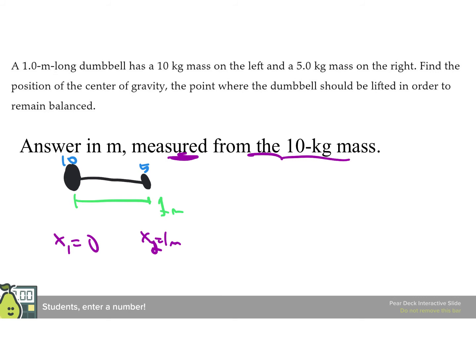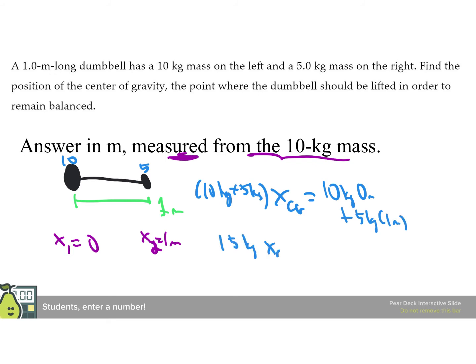And we have that the total mass, 10 kilograms plus 5 kilograms, times the center of mass position, center of gravity position, is 10 kilograms times 0 meters plus 5 kilograms times 1 meter, or 15 kilograms times the center of gravity position is 5 kilogram meters. The center of gravity must be at 1/3 meter over from the 10 kilogram mass, so this is 1/3 meter.